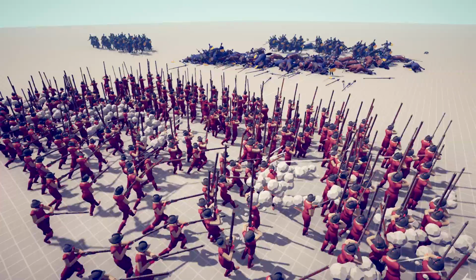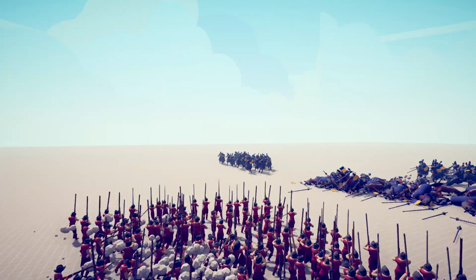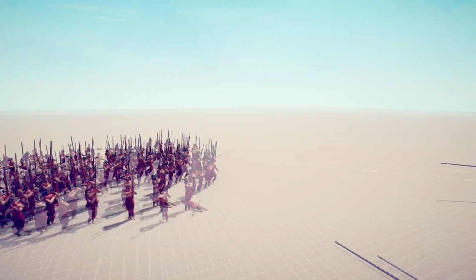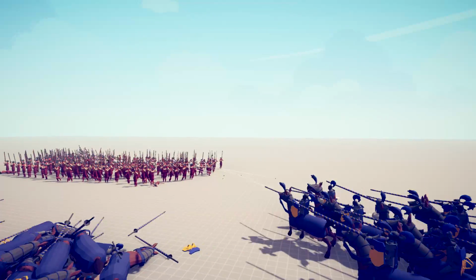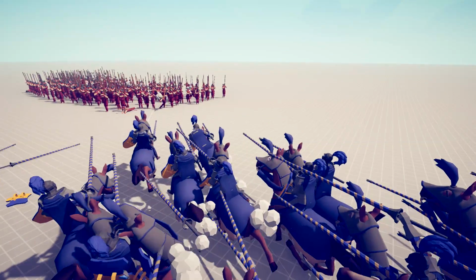I just want the musketeers to win. I don't know why. You'd think that they would win against such a small amount of cavalry, but then again, they are armed to the teeth, aren't they? Look at them.